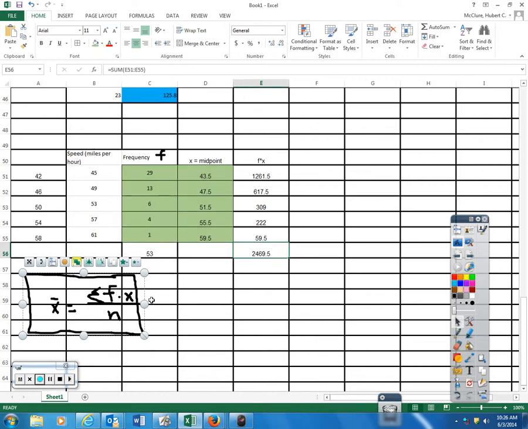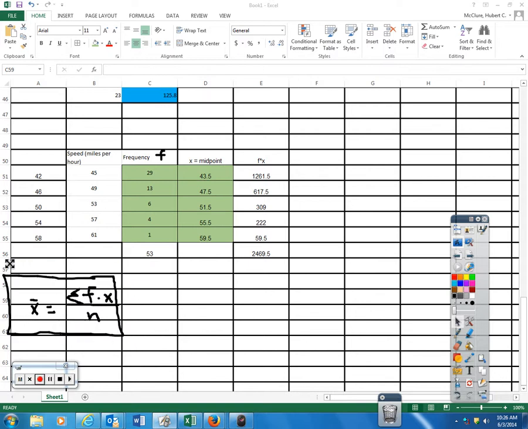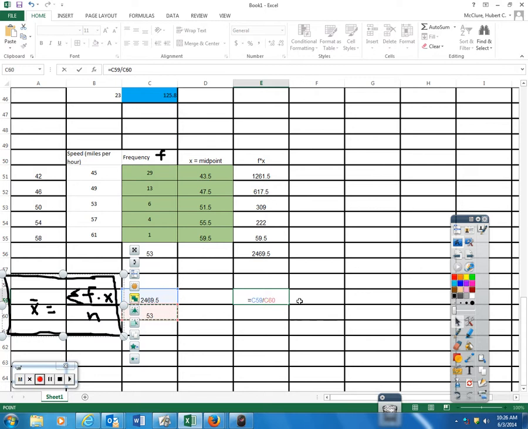Now all we have to do is take this number and put it on top. Let me move this over so you can see it a little bit better. The summation of f times x, we're going to put right here, and that is this number right here, so equals, and then click on that. And then the n is equal to that. And then I'm going to say equals this guy divided by this guy, and enter. And there is your mean.